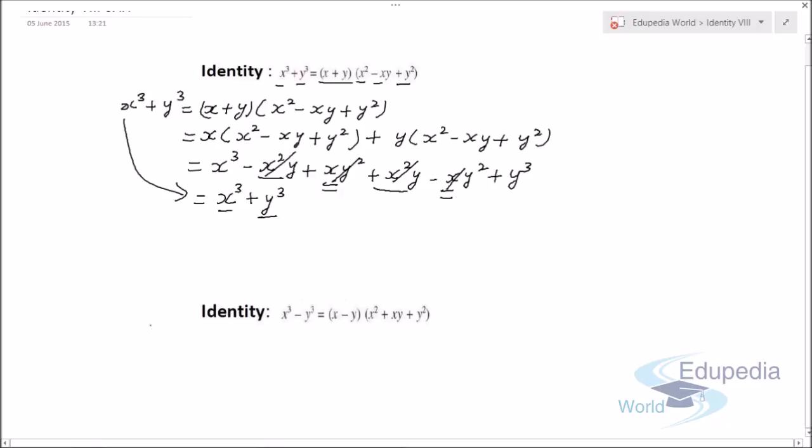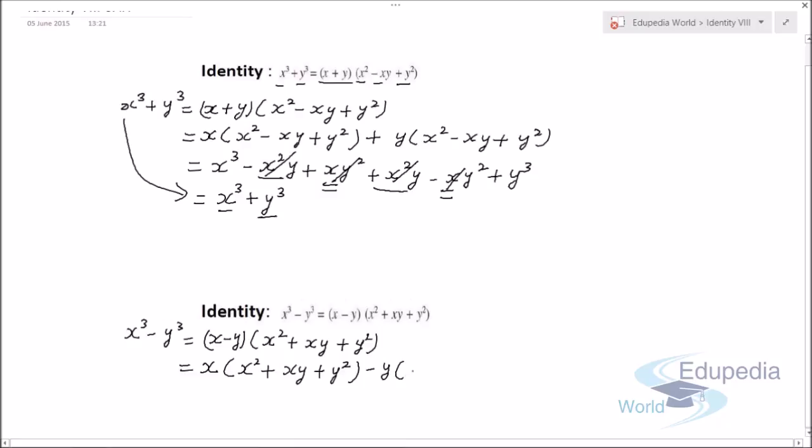Similarly, we'll solve the next identity. The identity is x³ − y³ = (x − y)(x² + xy + y²). So again, how you can solve this identity is by bracket multiplication. So we'll write like this: x(x² + xy + y²) and −y(x² + xy + y²).